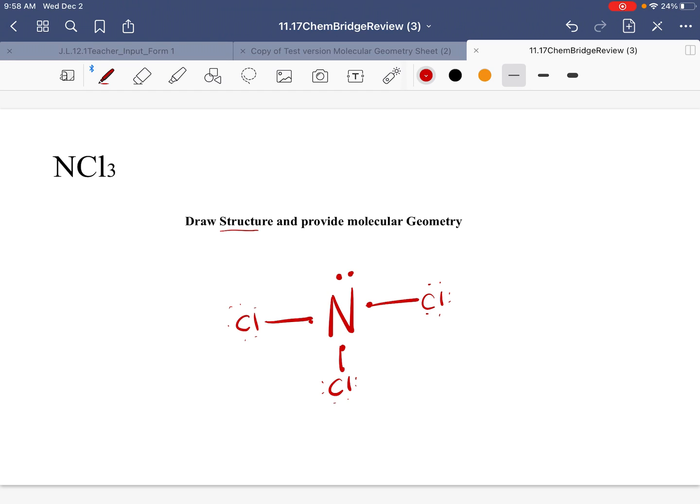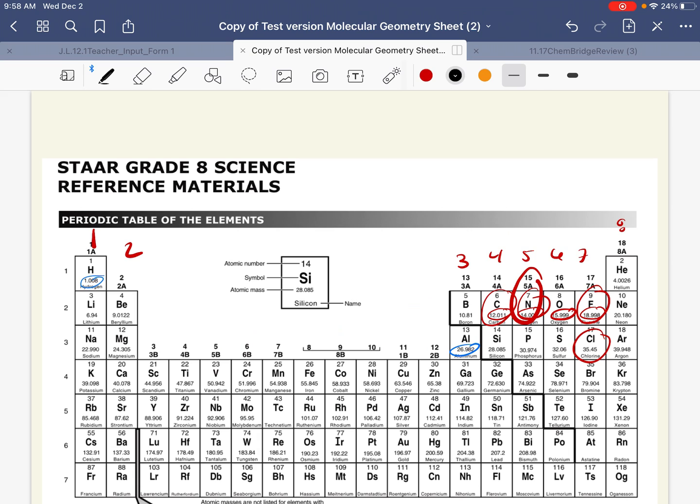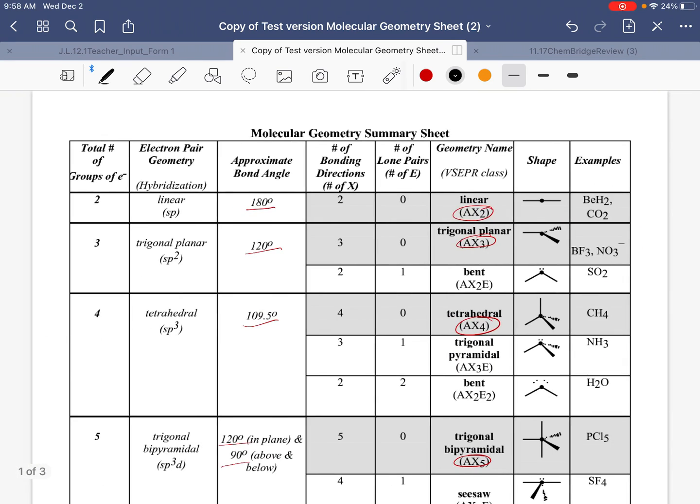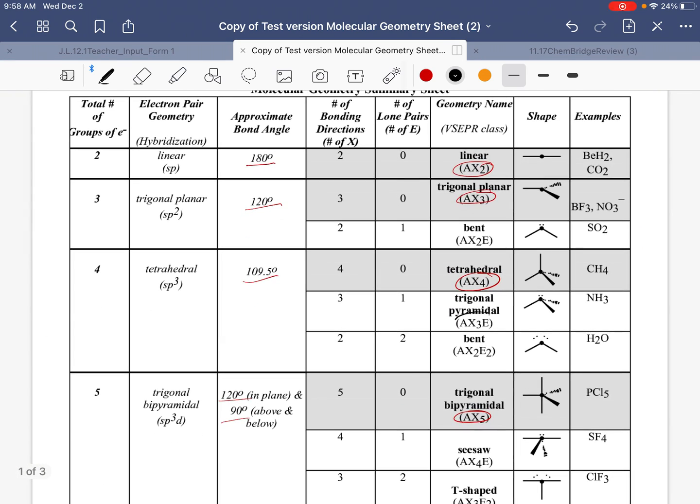So then you come up with your AXE, right? My A always stays the same. I know I have a central atom. X tells me how many elements are bonded to it. So I have 1, 2, 3 elements bonded here. And E tells me how many lone pairs are on the central atom. This particular structure does have 1. So I have AX3E1. This is telling me that when I look for it on the molecular geometry chart, I look for AX3E. So I go down here, guys, AX3E.